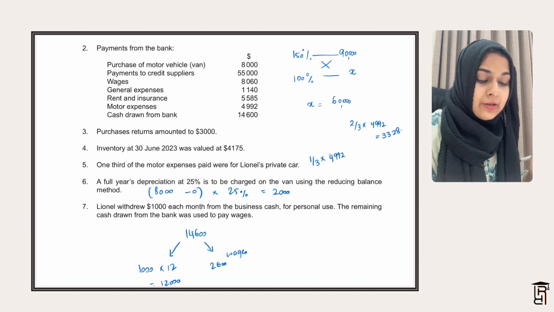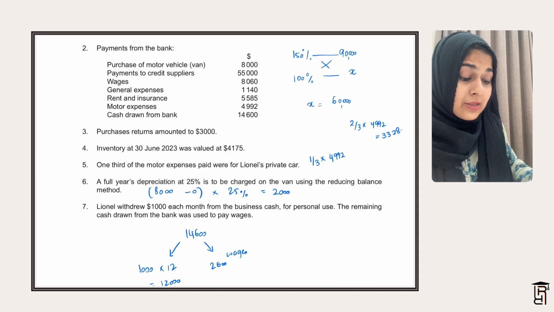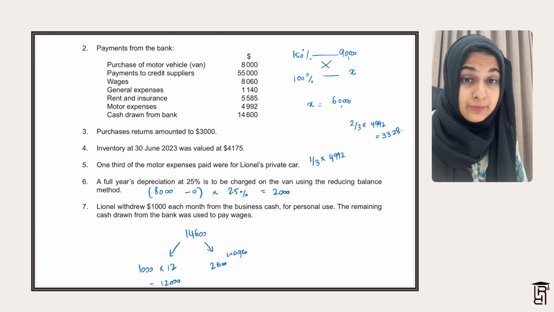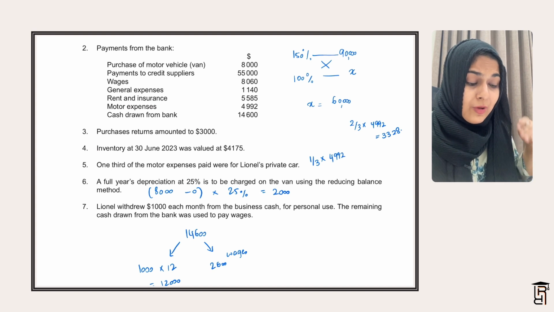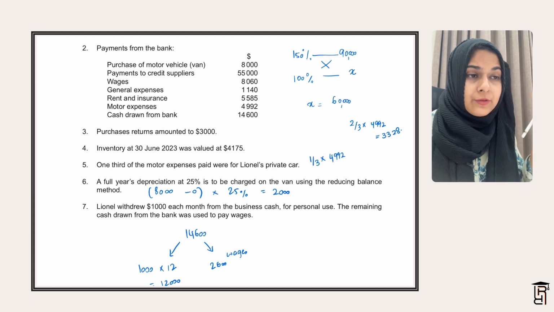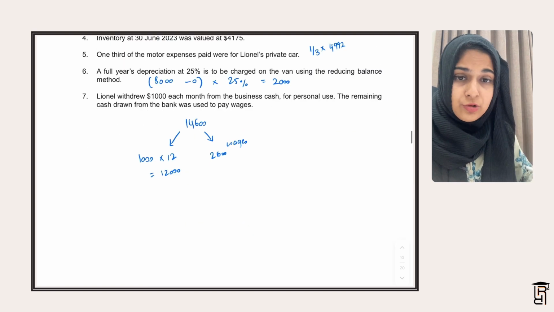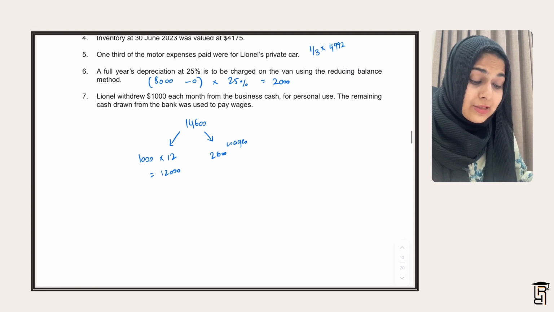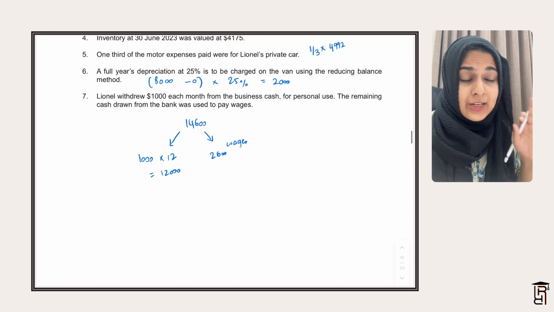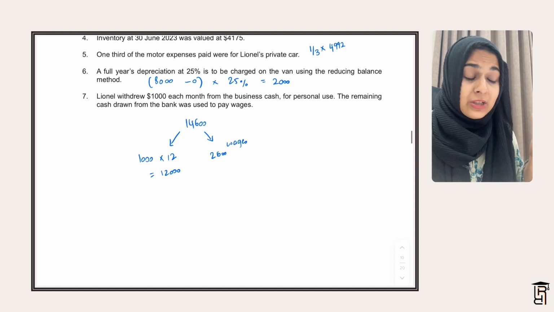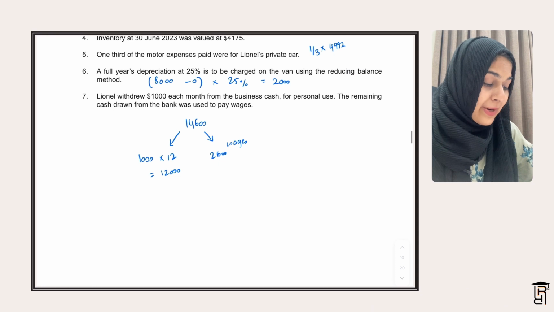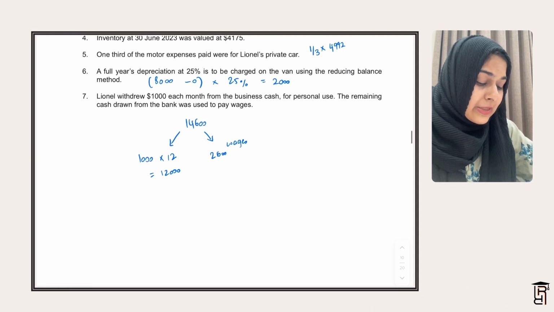The thing here is that you don't know purchases, because we have been given payments to credit suppliers in the question, but we don't know the trade payables at end. If you have credit purchases, you should have trade payables at end to calculate credit purchases through a purchase ledger control account. But you haven't been given trade payables at end, so you cannot use the purchase ledger control account to find out purchases. So I keep it blank.